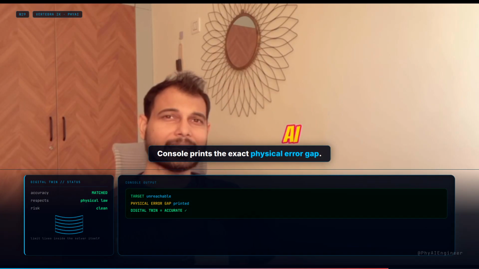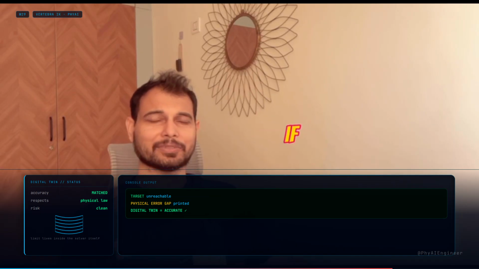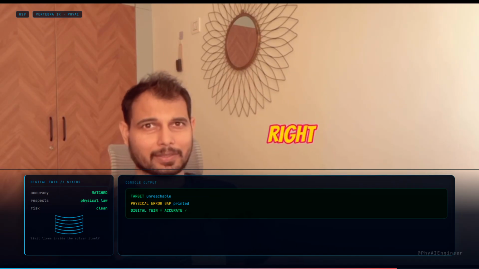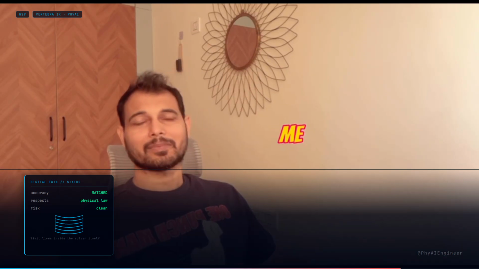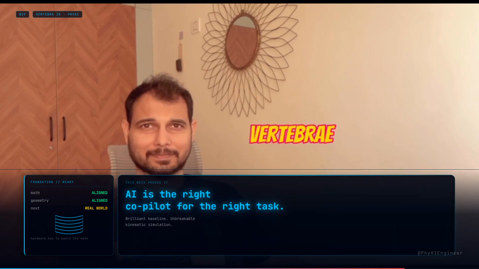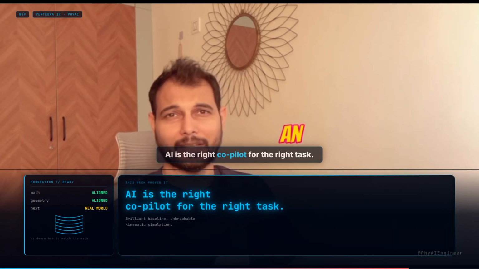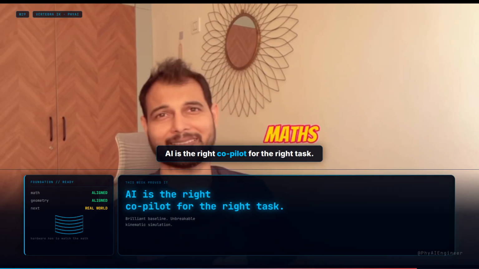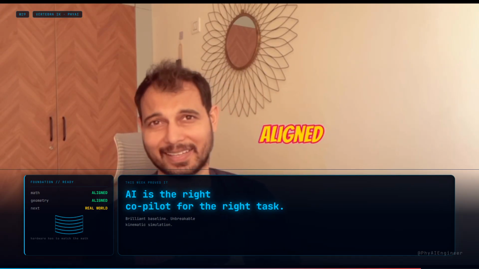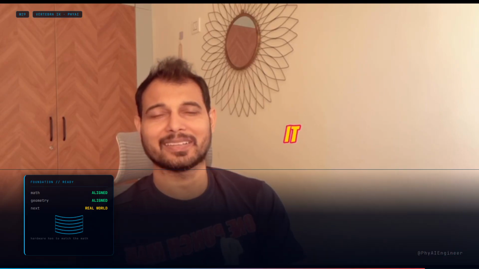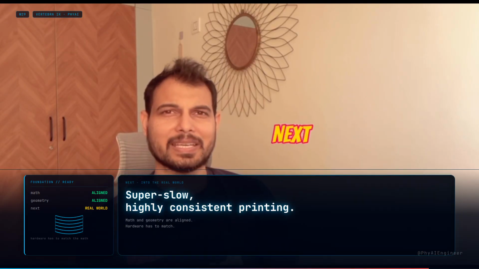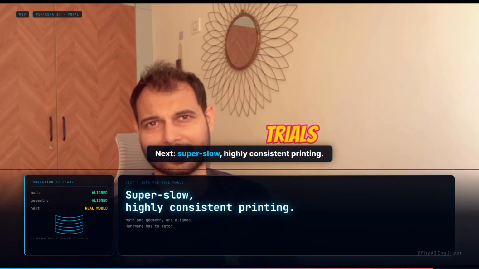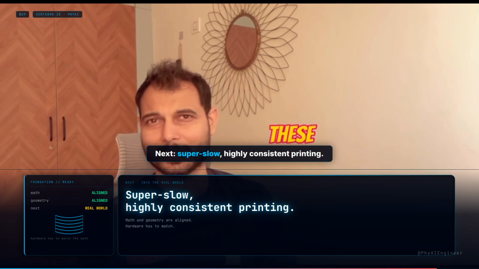This week proved that AI can be the right co-pilot if we use it for the right collaborative task. It gave me a brilliant baseline for the vertebrae, and it helped me build an unthinkable kinematics simulation. Now that the maths and the physics simulations are perfectly aligned for this purpose, we have to bring it into the real world. Next week, I am running a few more trials in the simulation on these parts.